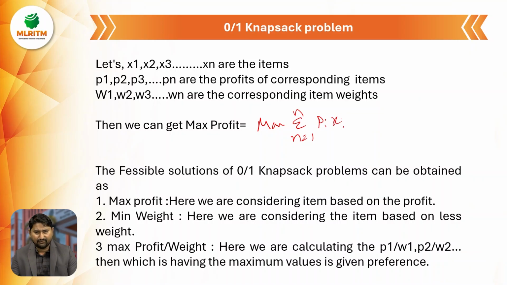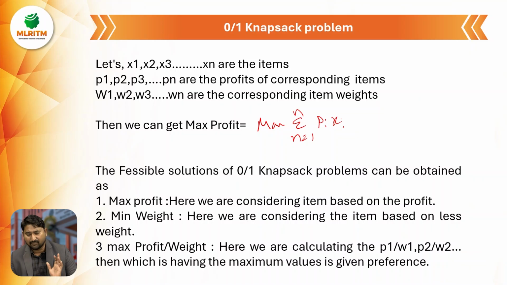Like a knapsack, you fill the items up to less than or equal to the maximum capacity. For the feasible solutions of the 0/1 knapsack problem, there are three possibilities: first, maximum profit; second, minimum weight; third, maximum of profit by weight. Based on these three, you calculate the maximum profit values.